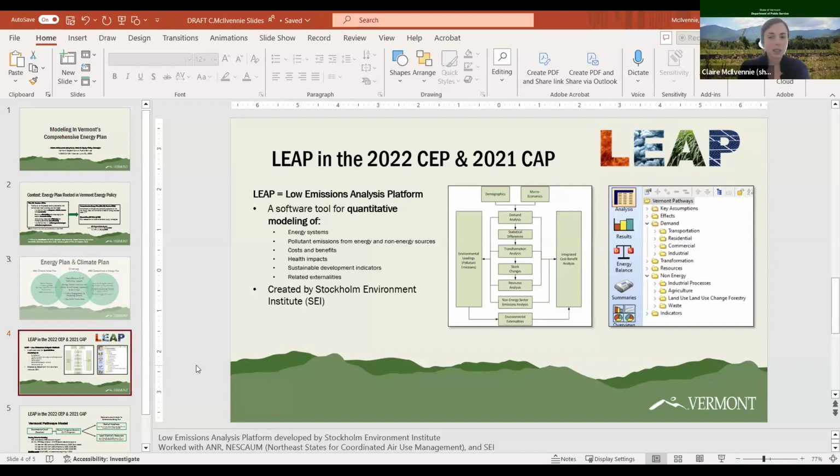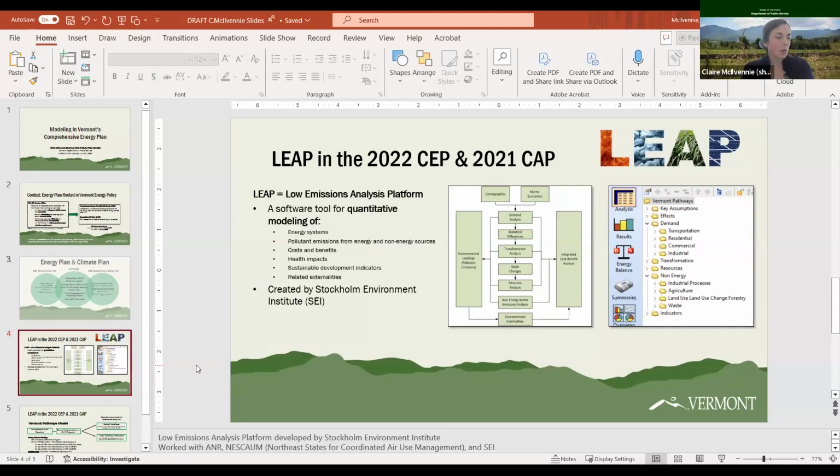So just so folks, I'm really visual. I have two different snapshots of, on the left, what that model looks like at a high level. Its different components start with broad demographics and macroeconomic factors, then look at a demand analysis, and then also supply. That's what the transformation analysis is, all the way down through. And then on the right, I have what that actually looks like in the Vermont Pathways model, which is a model that was built and used to support development of strategies for both the Comprehensive Energy Plan, which was published in January of 2022, and the Climate Action Plan, which came out in December of 2021.